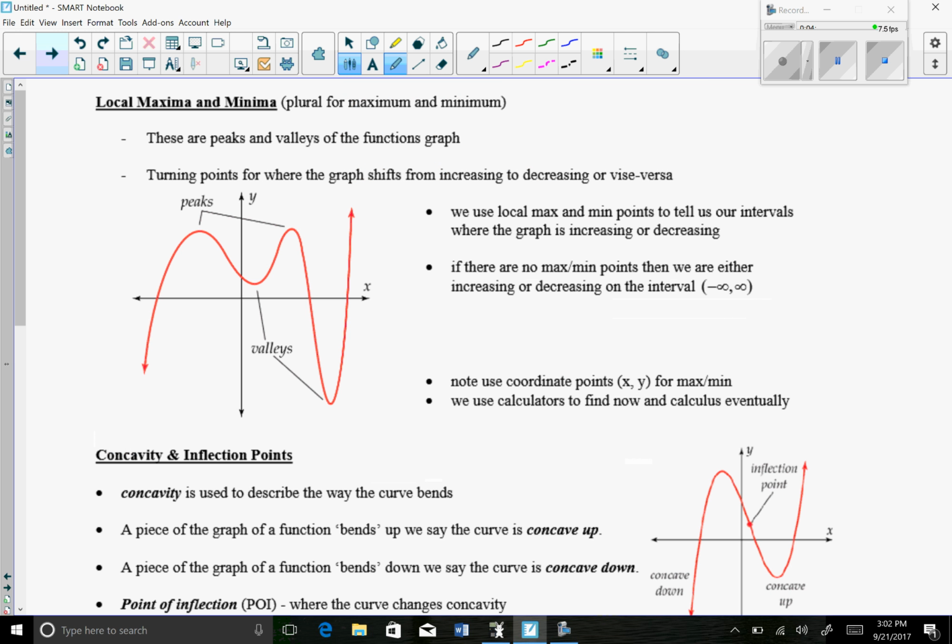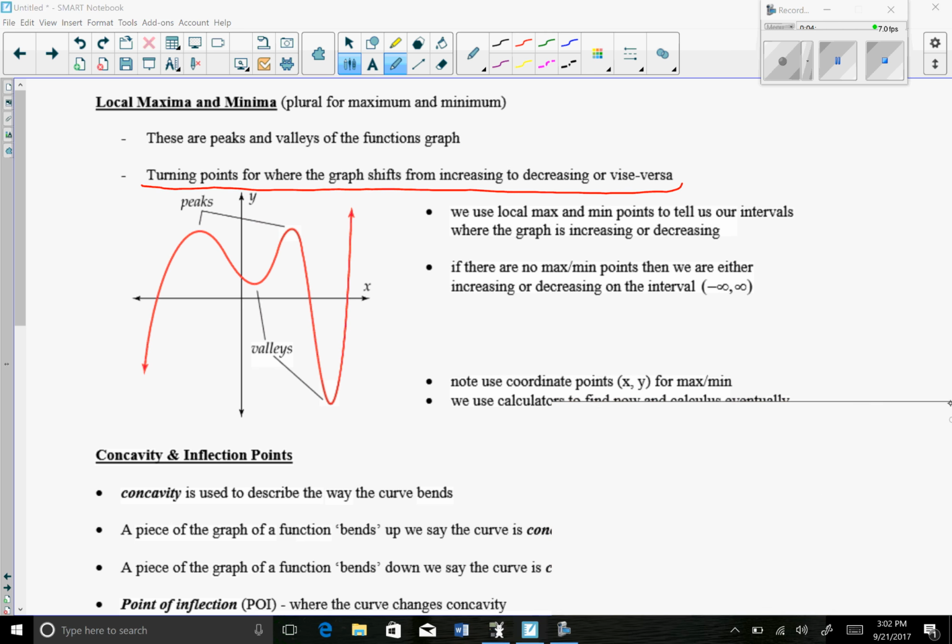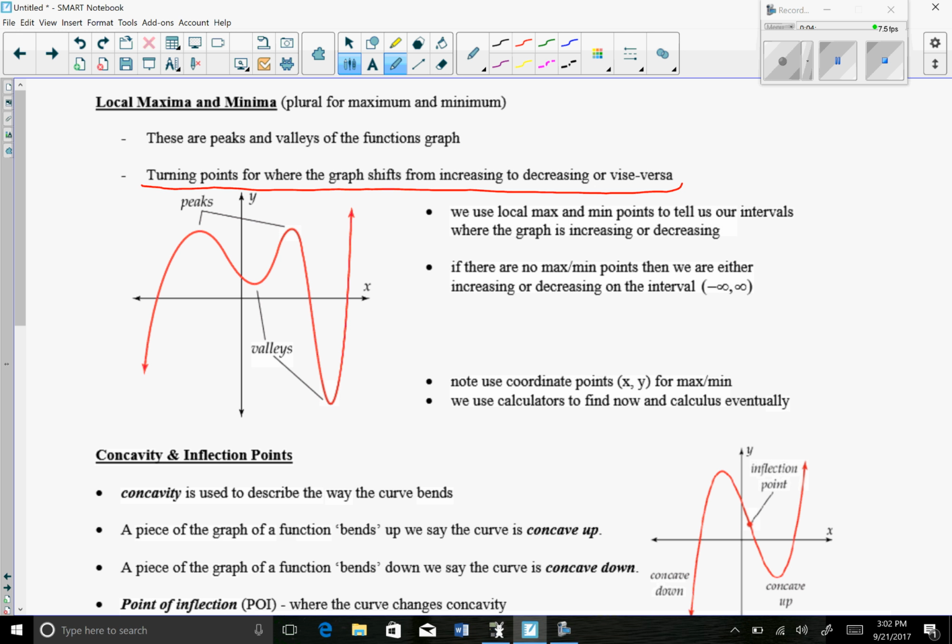The next thing we're going to look at is your local maxima and minima, which is just plural for maximum and minimum. These are the peaks and valleys of the functions. They are the turning points for where your graph shifts from increasing to decreasing or vice versa. So again, these are the turning points. So it's important if you need to find those intervals that you look at where your graph is increasing or decreasing, vice versa.